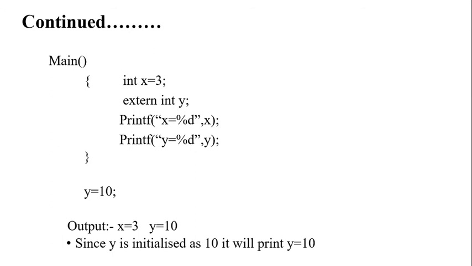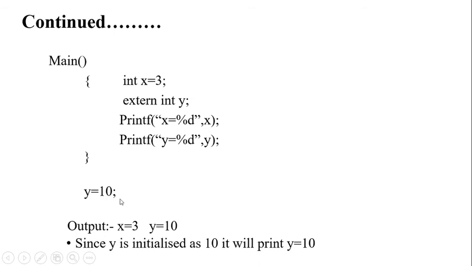Here, what is the change? int x equal to 3, extern int y, printf of x equal to x, printf of y is equal to y. And after the main function you can see y is equal to 10. So then the output becomes x is equal to 3 and y is equal to 10. Why? Because during the compilation time itself, the compiler will fix the value of y wherever it is initialized. Here y is equal to 10.